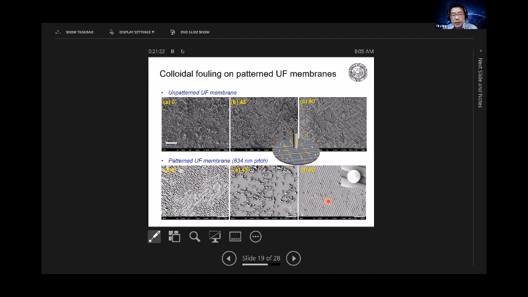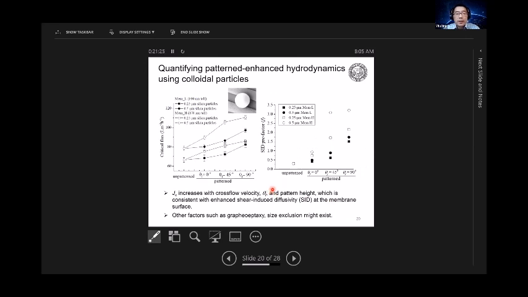Right? And then we want to be a little more quantitative and look at the hydrodynamic effect, because we had a hypothesis that when you have these structures on the surface and you have a shear flow, the pattern is going to impact the shear stresses at the surface of the membrane, and hopefully it translates to the back diffusion of the particles. So we did a systematic study of measuring the critical flux, where the critical flux is the flux above which the particles will irreversibly foul, right? They will deposit on the surface by the drag of the permeation.